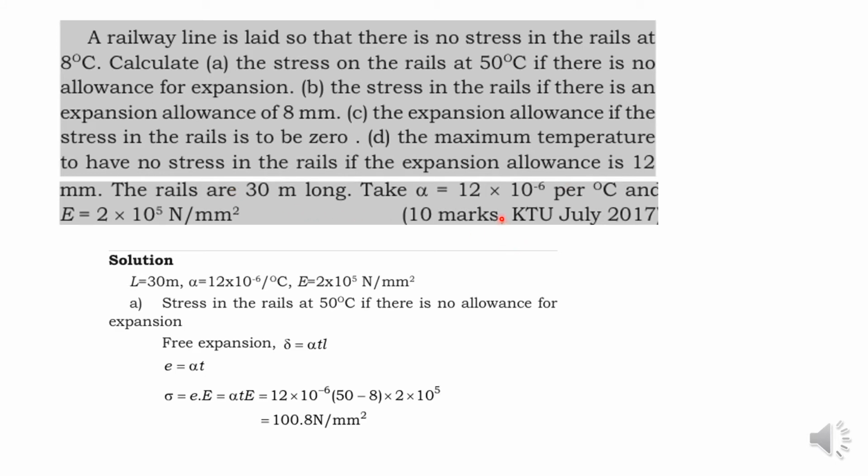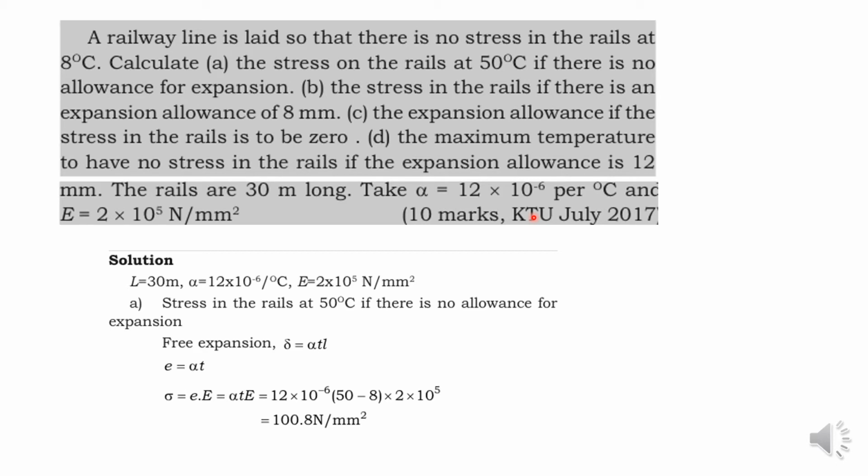Take alpha equal to 12 into 10 raised to minus 6 per degree Celsius, the coefficient of thermal expansion, and Young's modulus E equal to 2 into 10 raised to 5 Newton per mm square. So it is a KTU question paper question. The question is regarding a railway line, which is initially at a temperature of 8 degrees Celsius. Now the temperature increases up to 50 degrees Celsius, and there is no allowance for expansion. So if there is no allowance for expansion on the railway, there will be stress induced in the rail.